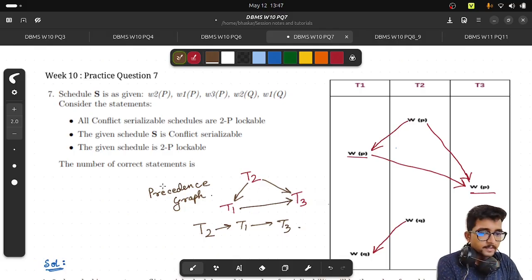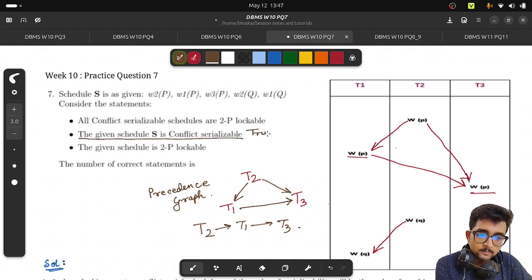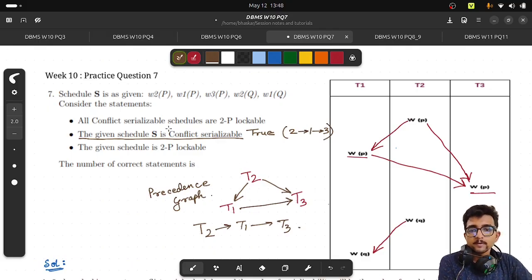So let us write it. The given schedule S is conflict serializable. This statement is true. And what is the schedule that we are talking about? The schedule is T2 followed by T1 followed by T3, right? Okay, so now let's check the other two statements, and it is asking that the given schedule is two-phase lockable.